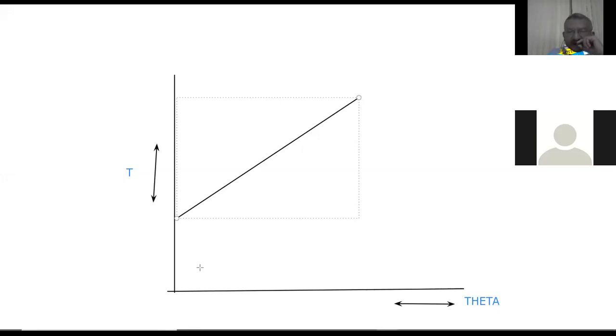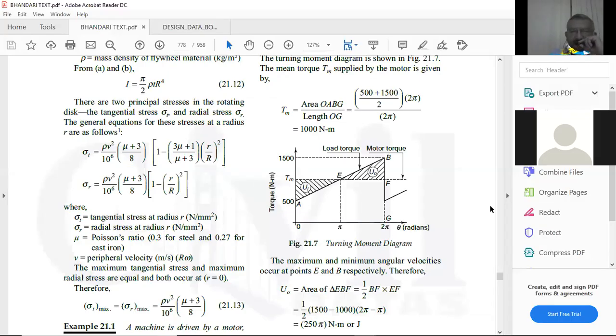You got that? I will just show you the textbook. The energy is basically the area under this quadrilateral OABG. So first you have to find out the mean torque. Mean torque is basically the OABG area divided by the length OG. We know the length OG, it is 2 pi. It is already given in the question that it is repeated every 360 degrees. 360 degrees means theta in radians, that is 2 pi.